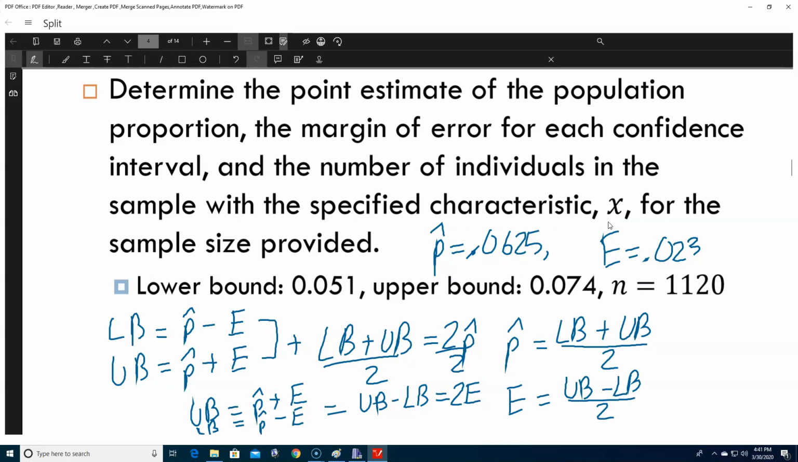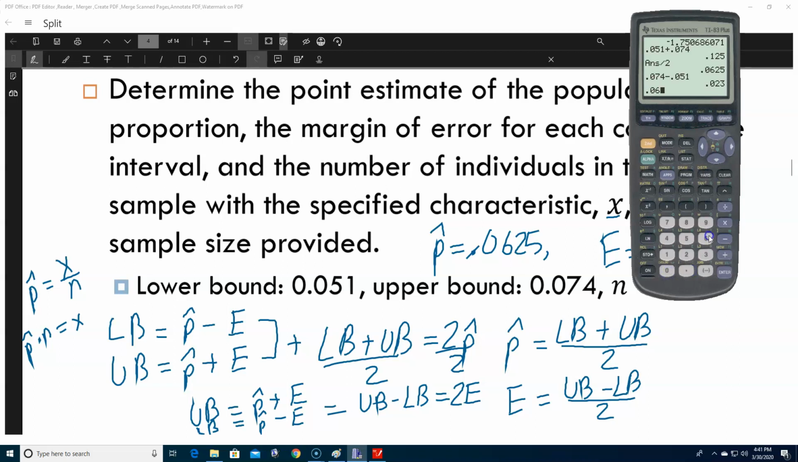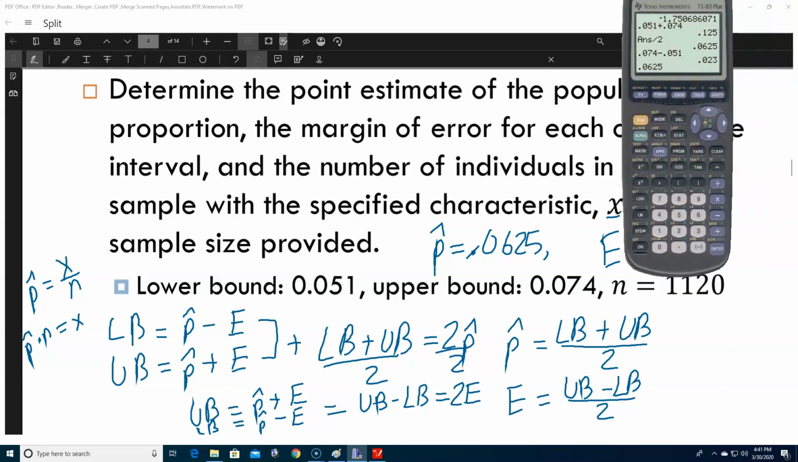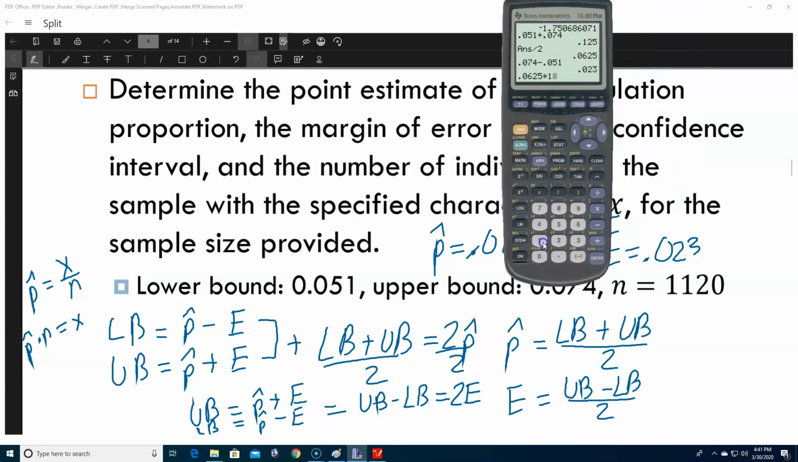The last thing we have to figure out is x. To figure out x, it's really easy. We're just going to use the basic idea of a p hat. So p hat is equal to x divided by n. Here's our p hat, here's our n value. So we're going to multiply p hat times n to equal x. We go to the calculator: 0.0625 times 1,120. So our x is equal to 7.